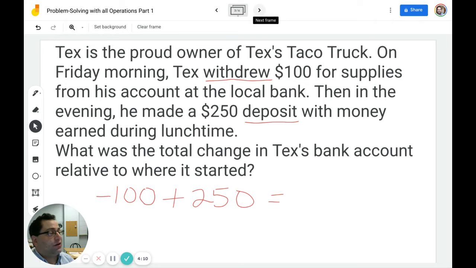From here, we just have to combine these two numbers. So I have a positive 250 and a negative 100. That means I'm going to subtract. And 250 is larger than 100, so I know my answer is going to be positive. So actually, when we subtract 250 minus 100, it's simply 2 minus 1. Well, 2 minus 1 is 1, and I have 50 left over. This is money, so I'm going to put a dollar sign on it. But here's $150 in the positive. Let's take a look at another one.